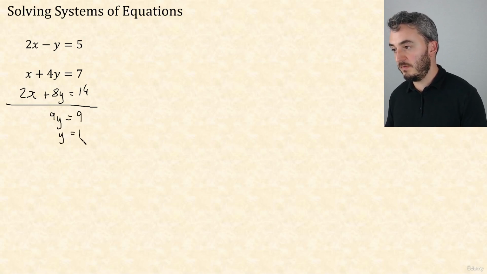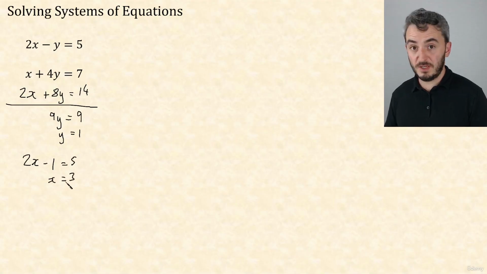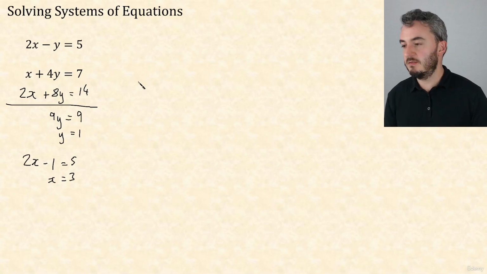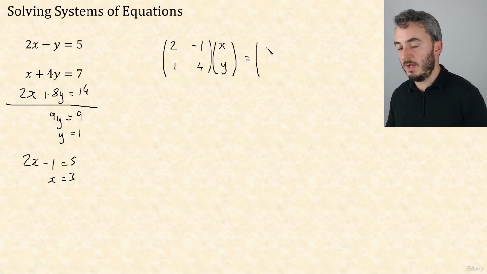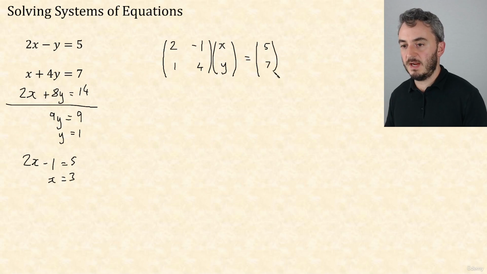That gets me my y value. Then I can just find x. So 2x minus 1 equals 5, and x is 3. You didn't do this course to learn how to solve simultaneous equations, but here is a clever but weirdly inefficient way of solving these. Take these two equations and convert them into the following matrix. It's really a matrix equation because look, this is saying exactly the same thing. This is saying 2x minus y equals 5 and x plus 4y equals 7.